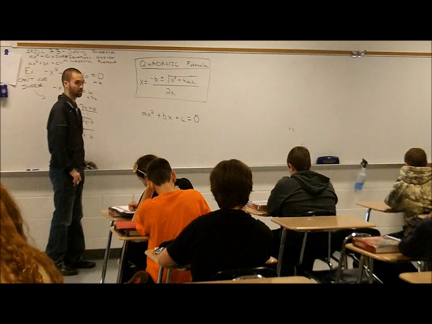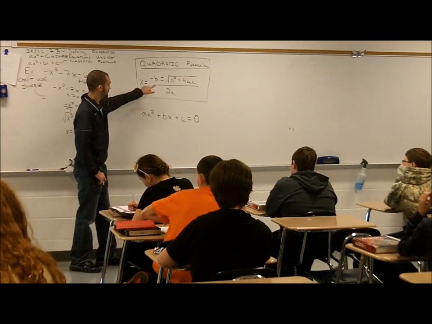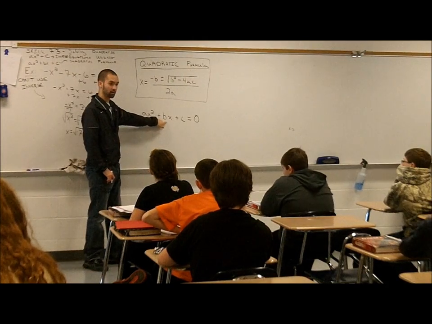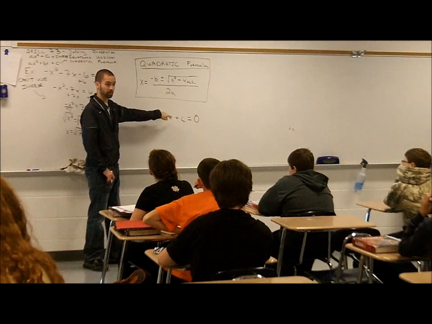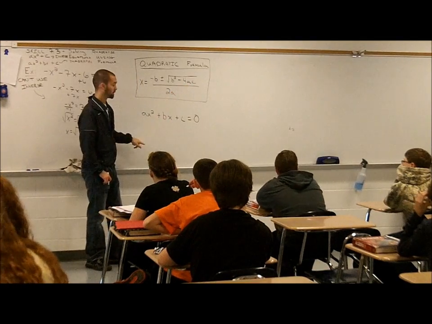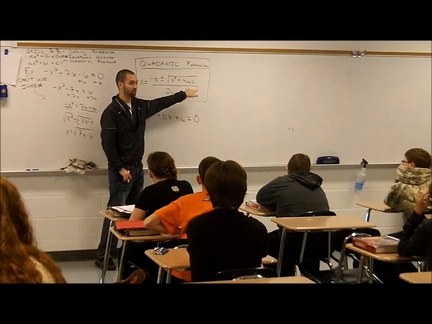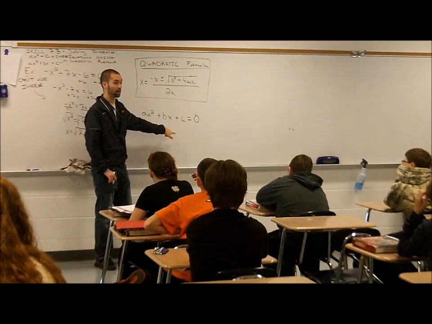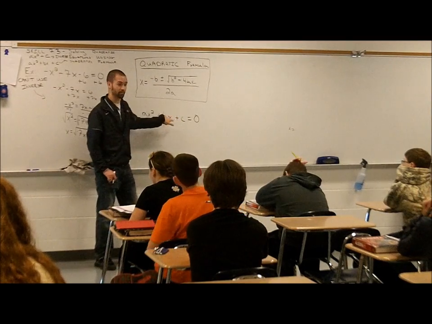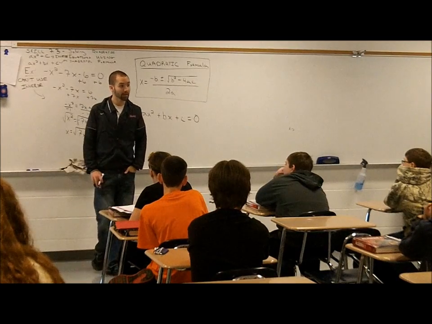So where are we getting our b values? From the bx, the coefficient of x. Where do we get our a value? The coefficient of x squared. Where do we get our c value? The constant. So you take those numbers and plug them in. That's it.